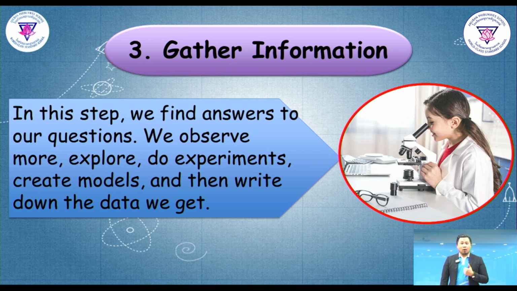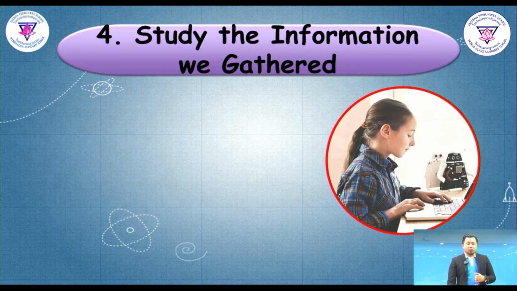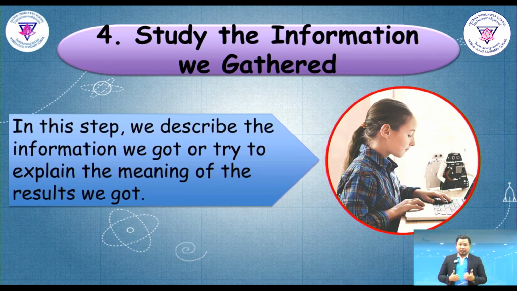We observe more, we explore more. Of course, we do experiments because this is science. We create models, that's a very basic one, and we gather information from this model, and then write down the data we get. In step 4, we study the information we gathered from step 1, step 2, and step 3. We gather all the information and come up with the one great idea and the summary. In this step, we describe the information we got or try to explain the meaning of the results we got.